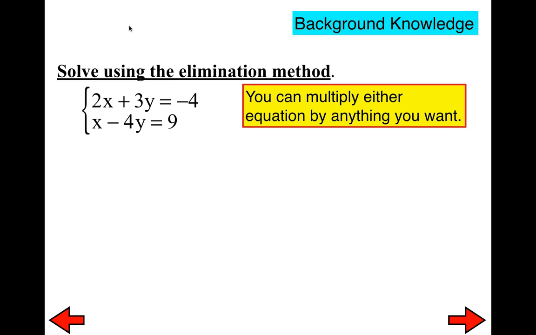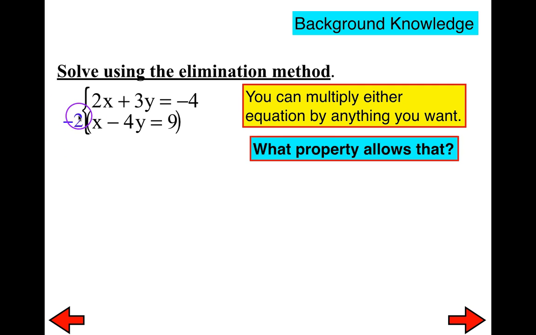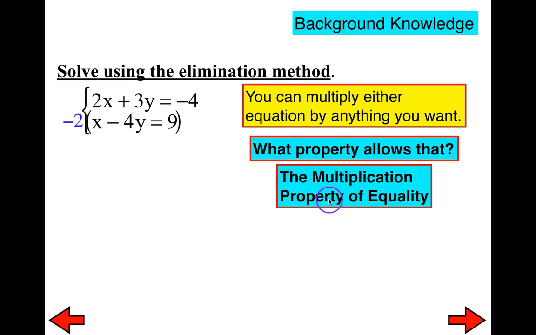In order to eliminate a variable, you want to find the lowest common multiple. So in this case, if I want to get rid of the x's, the lowest common multiple between a 2 and an invisible 1 here would be a 2. So one would have to be positive, another one would have to be negative, hence me multiplying by negative 2. The property that allows me to do this is called the multiplication property of equality.